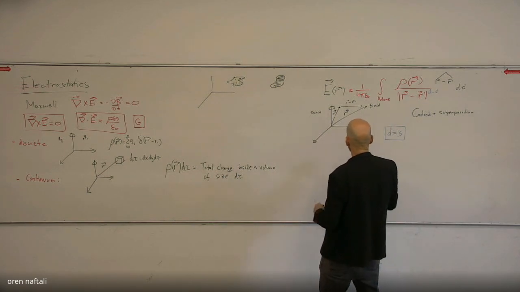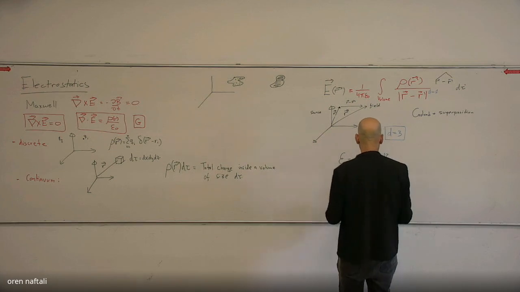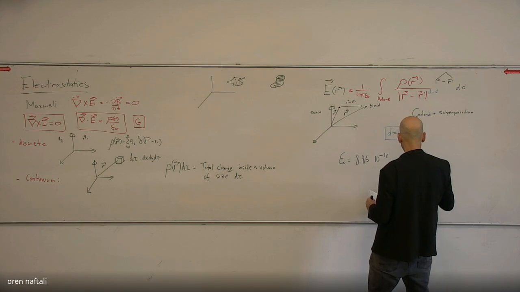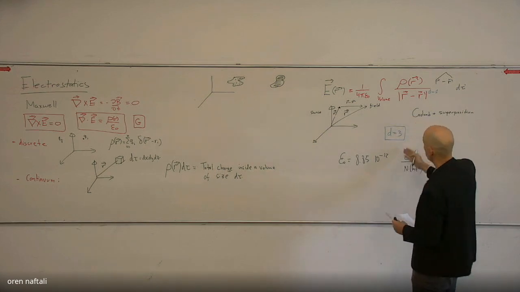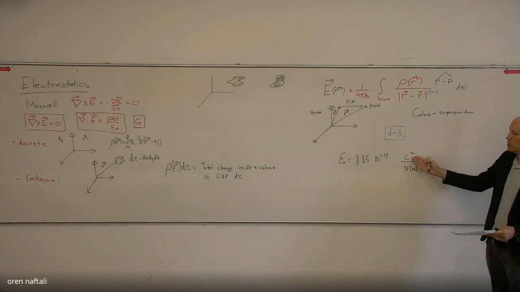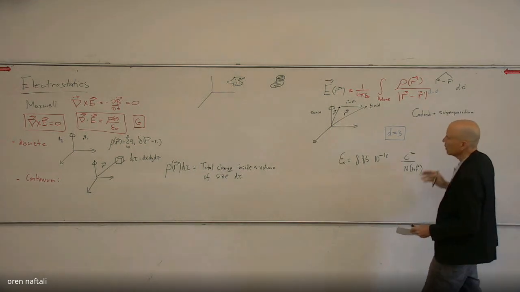So epsilon 0 is given, as you know, by this number, about 10 to the minus 12 Coulomb squared per Newton meter squared. So now I define the units that we are using. We are using Newton, meters, Coulomb. And this is the permittivity of the vacuum, of free space.